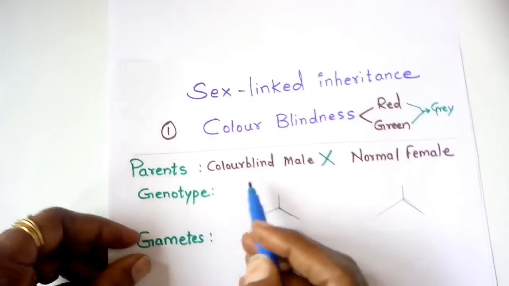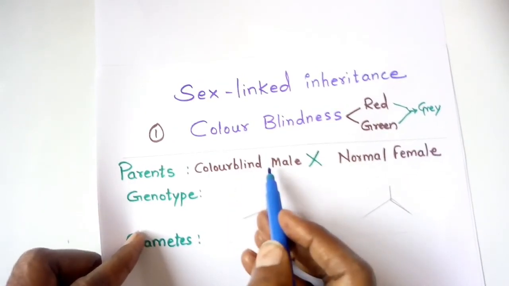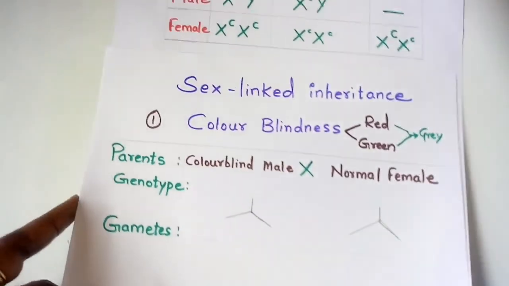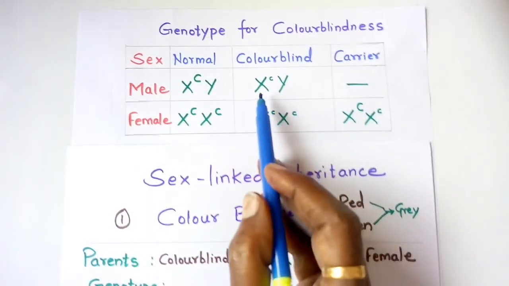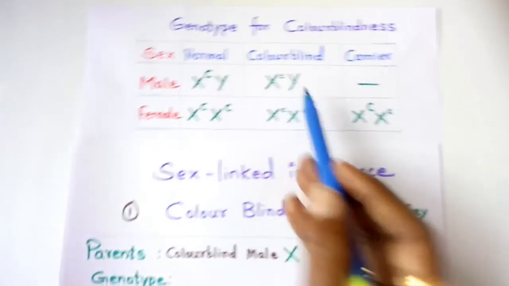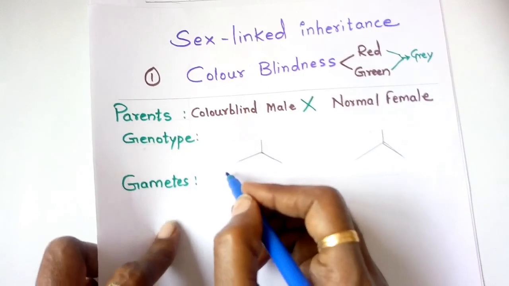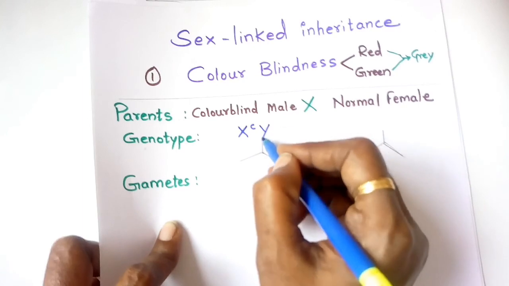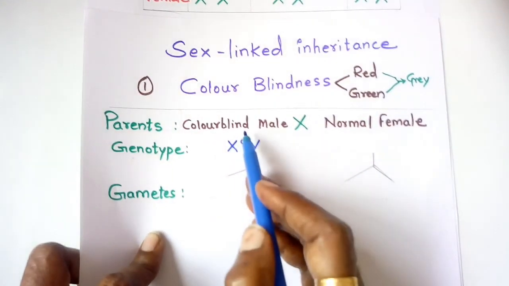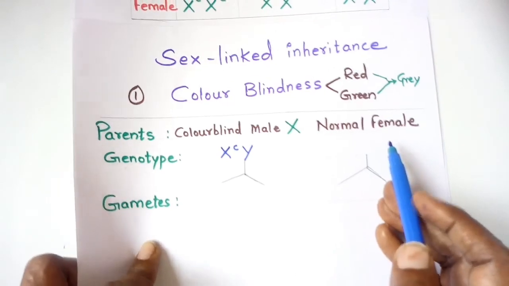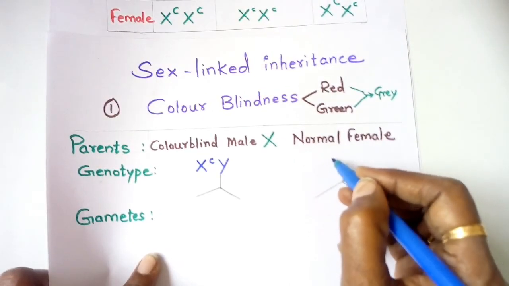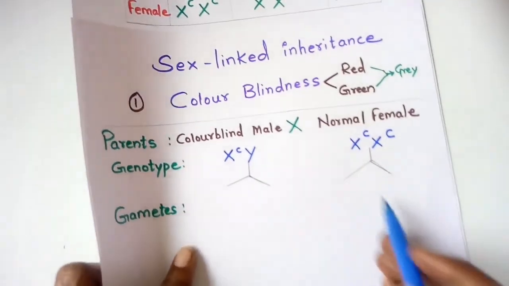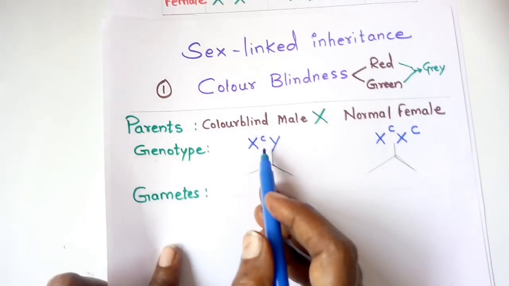As we have said, one parent is a colorblind male and the other is a normal female. So what is the genotype for the colorblind male? It is X small c and Y. This is the genotype for the colorblind male. For the normal female, both the X chromosomes will carry the dominant gene. So these are capital and this is small alphabet.